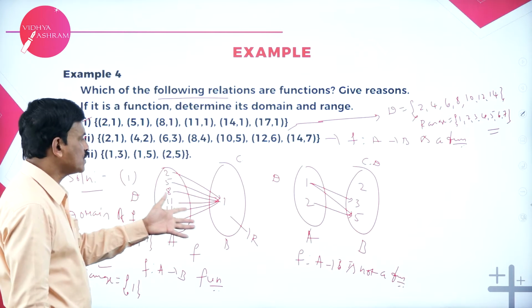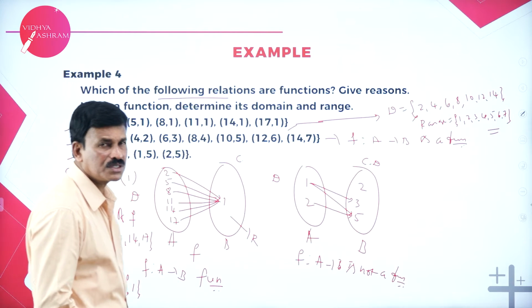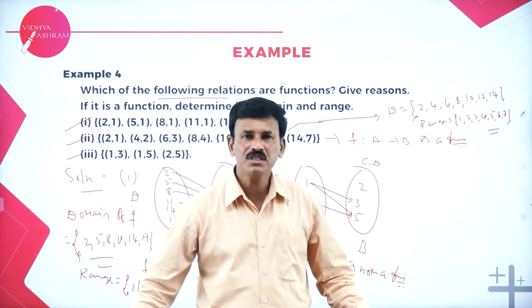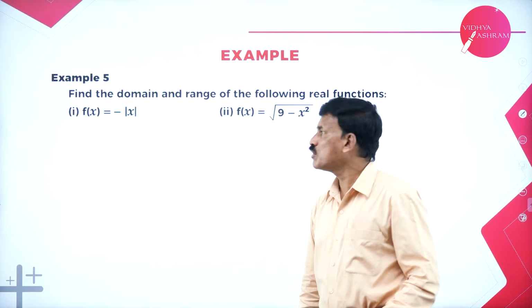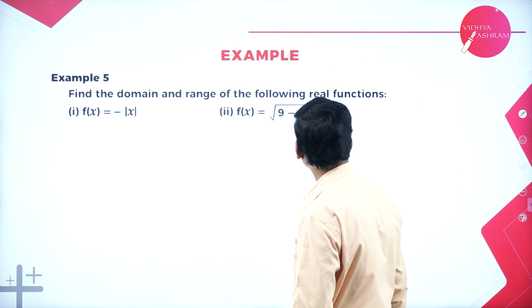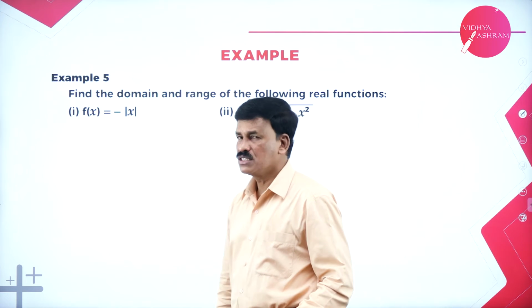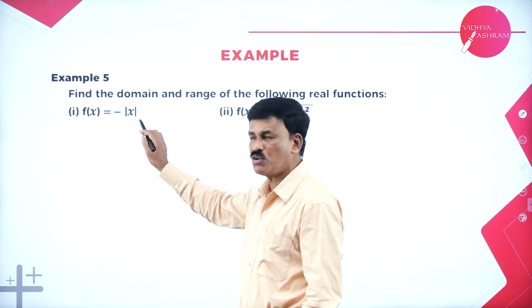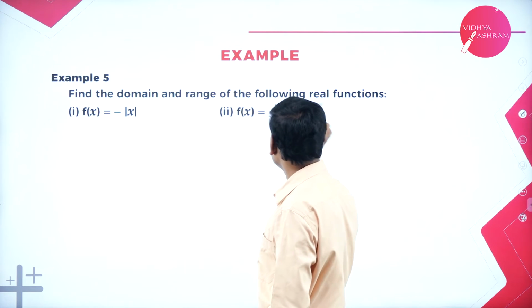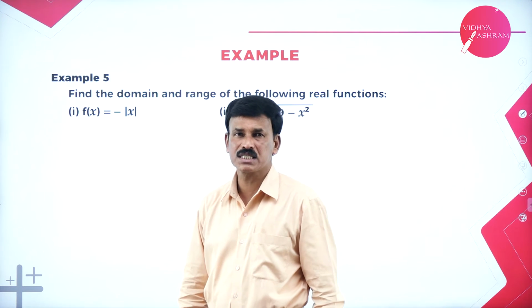Since this is not a function, we won't get the range and domain for this. Okay, that's regarding this problem. Hope you followed. Now let's come to the next problem. Find the domain and range of the following real functions. Here the modulus function is given, f of x is equal to minus of mod x, and f of x is equal to root of 9 minus x square.